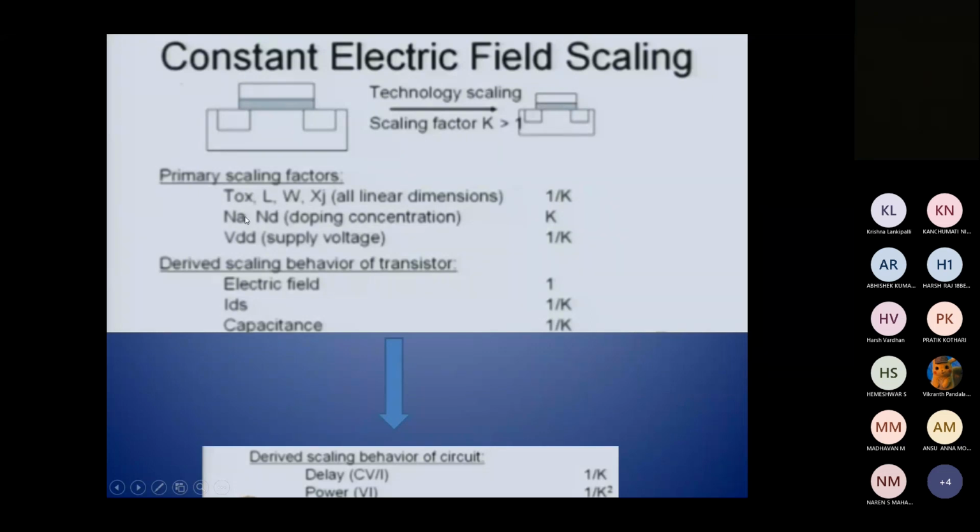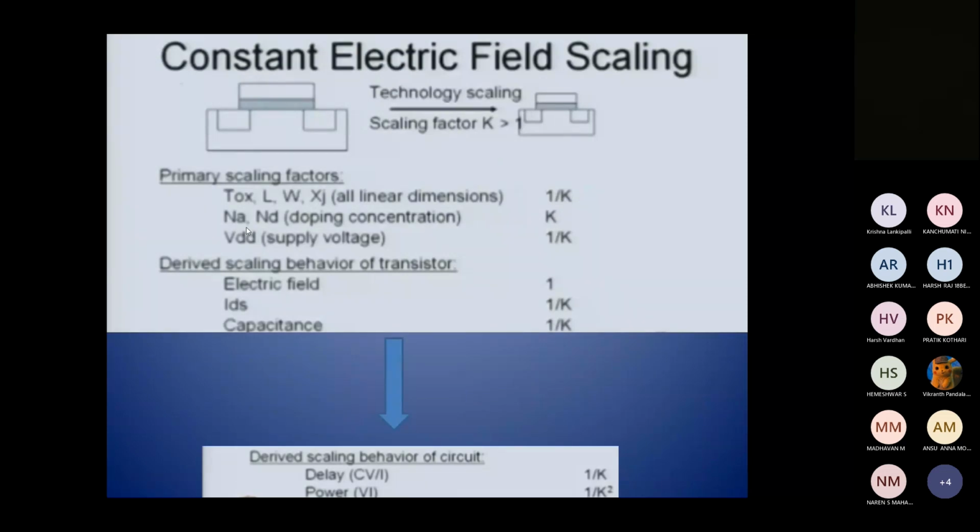Doping concentration, if you take it into consideration, is multiplied by k, whether it is acceptor ion concentration or donor ion concentration. Whereas the supply voltage is divided by k. As you can see here, the electric field is nothing but the negative of the potential gradient. So the electric field is the ratio of voltage divided by any linear dimension.